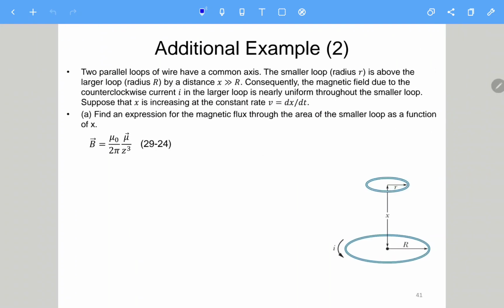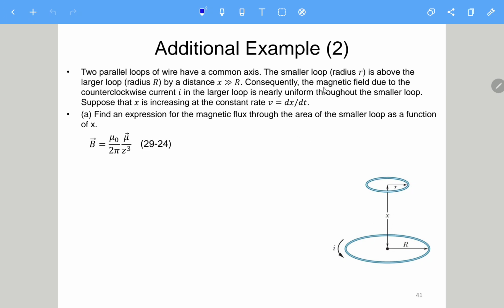Okay, so next is the next additional example. It says two parallel loops of wire have a common axis. So this wire and this wire have a common axis, which means that the axis goes through the center and is perpendicular to this circle. The smaller loop of radius small r is above the larger loop by a distance x, the distance between them.